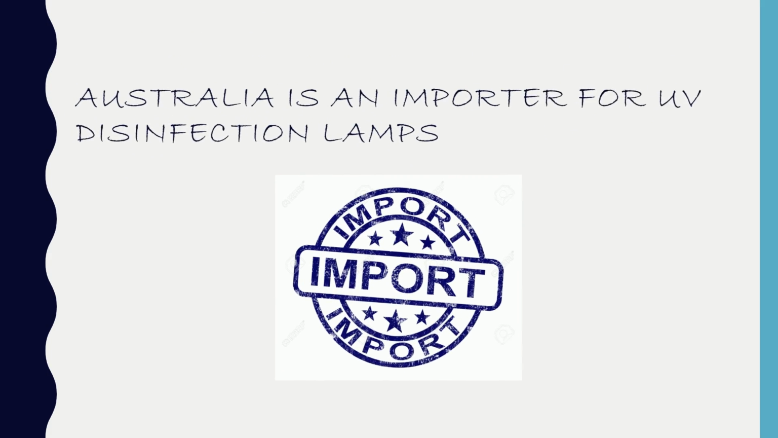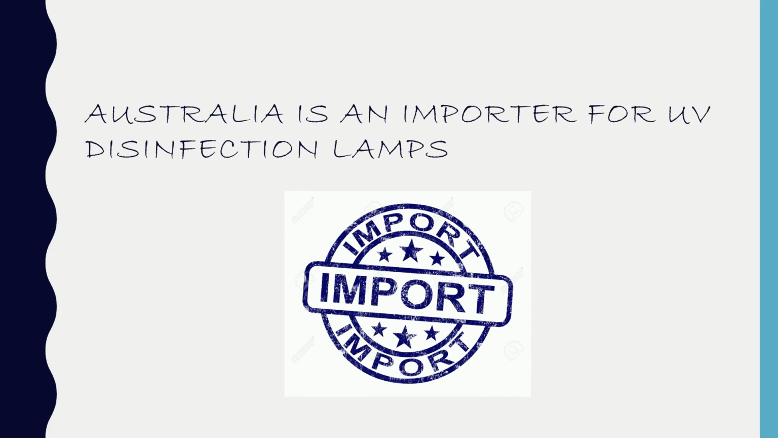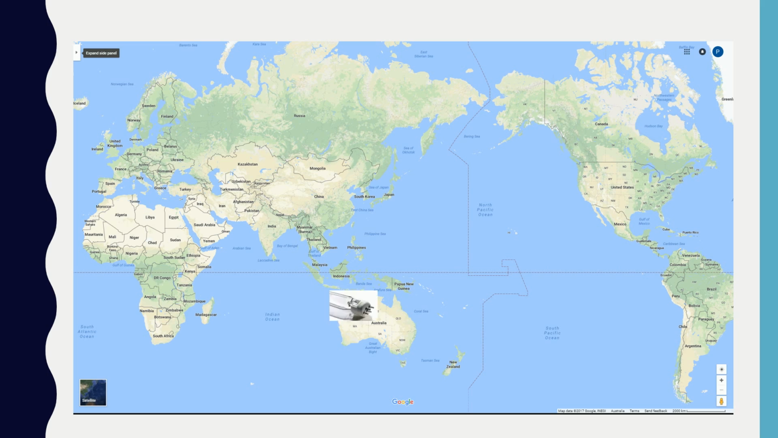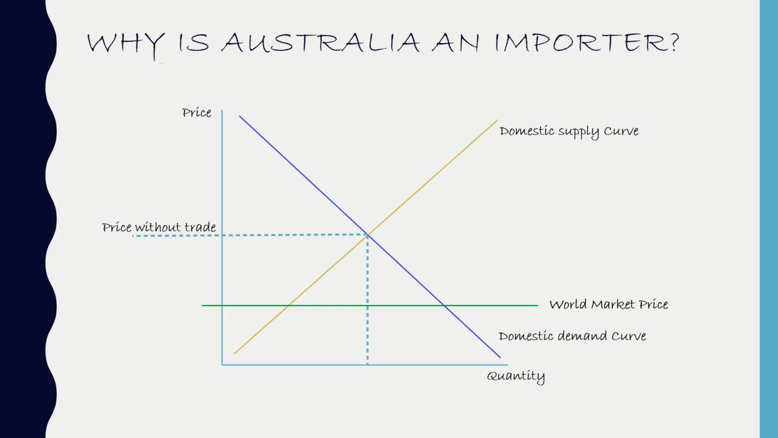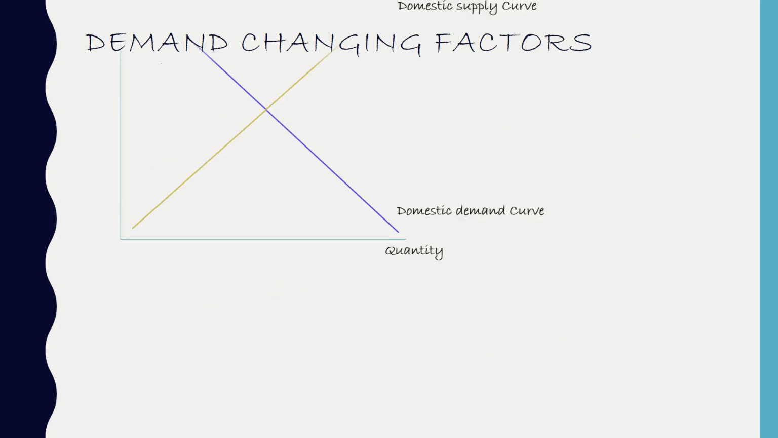Australia is a 100% importer of UV disinfection lamps, and this mainly from Germany, Russia, and from China. The main reason for importing this technology is due to the high costs of manufacturing on Australian soil, and given the world market price, there would be no producer surplus available for local manufacturers, and hence nobody is doing it.